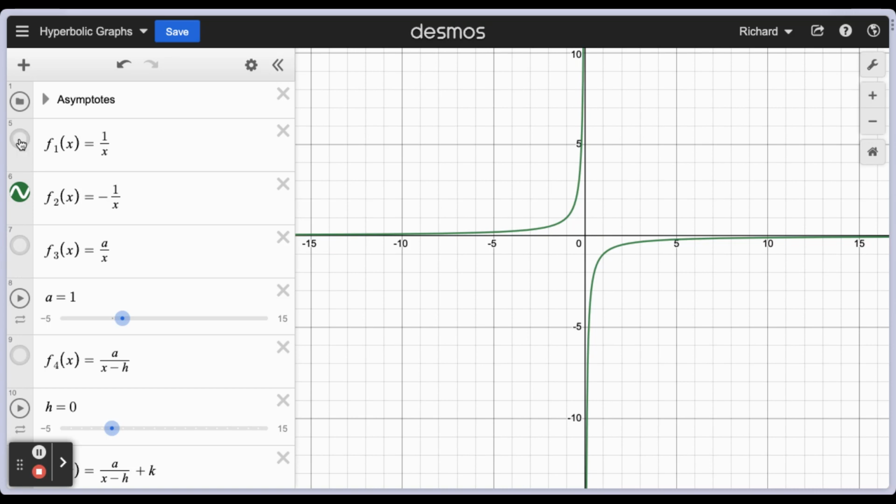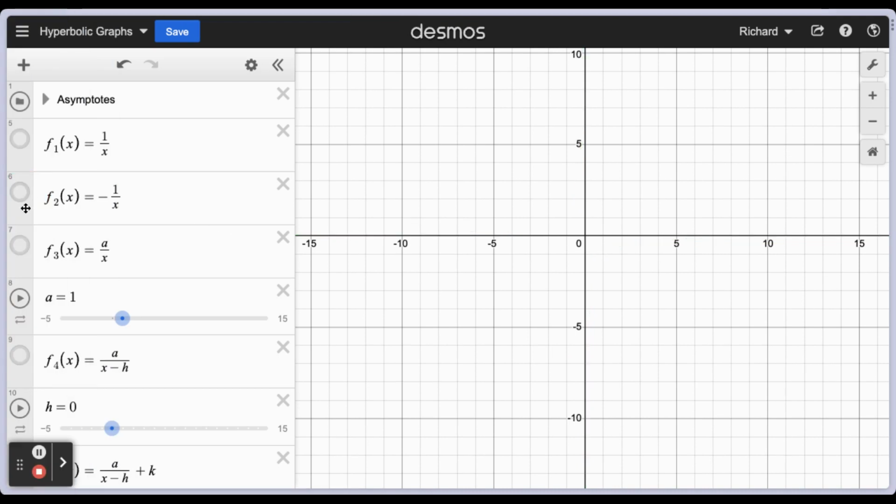What are the asymptotes for the reflected graph? Exactly the same, yeah. So the asymptotes are not changed by the reflection, okay? The asymptotes have not been changed.